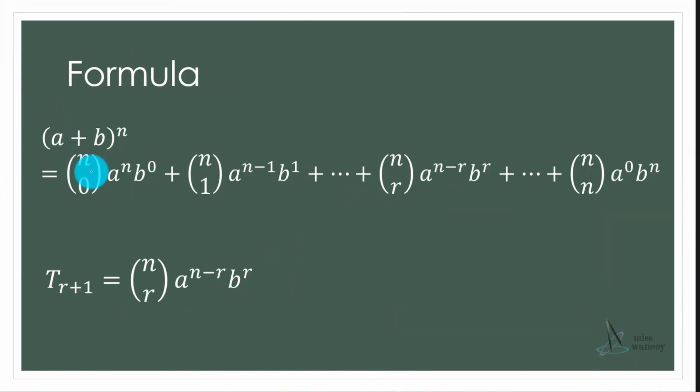So when you expand them, we are going to start with nC0, a to the power of n, b to the power of 0. So this is the first term, T1. And then nC1, a to the power of n minus 1, b to the power of 1. So this is actually the second term. And then plus dot dot dot, nCr, a to the power of n minus r, b to the power of r. So this is actually the r plus 1 term. nCn, b to the power of n. So this is actually the last term.